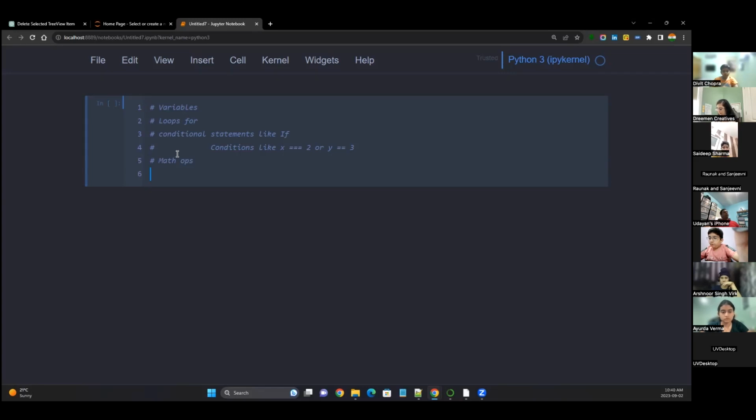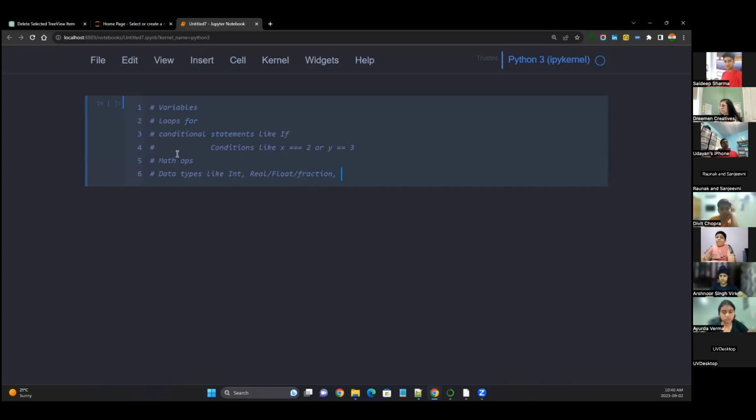Anything I missed? List. Data types, like integer, real, or float, or fractions, and list.